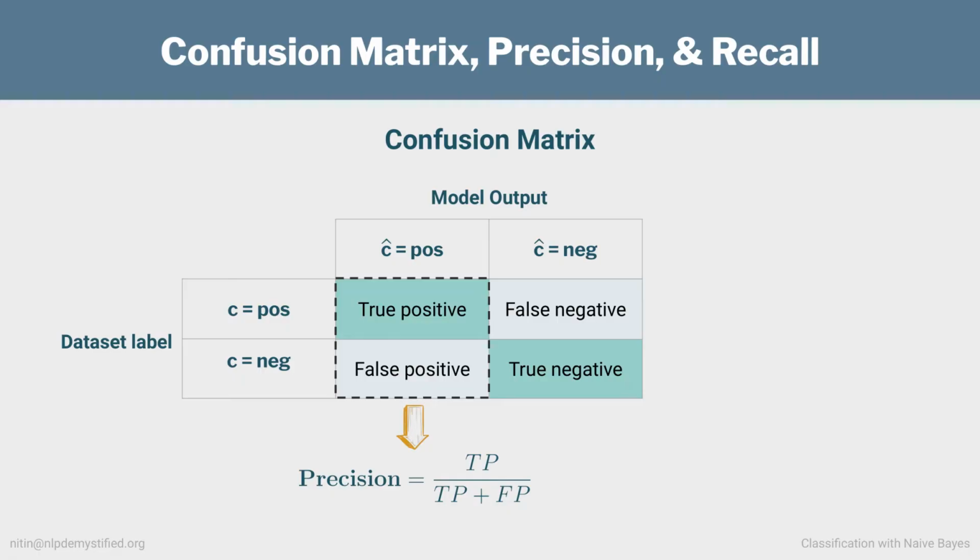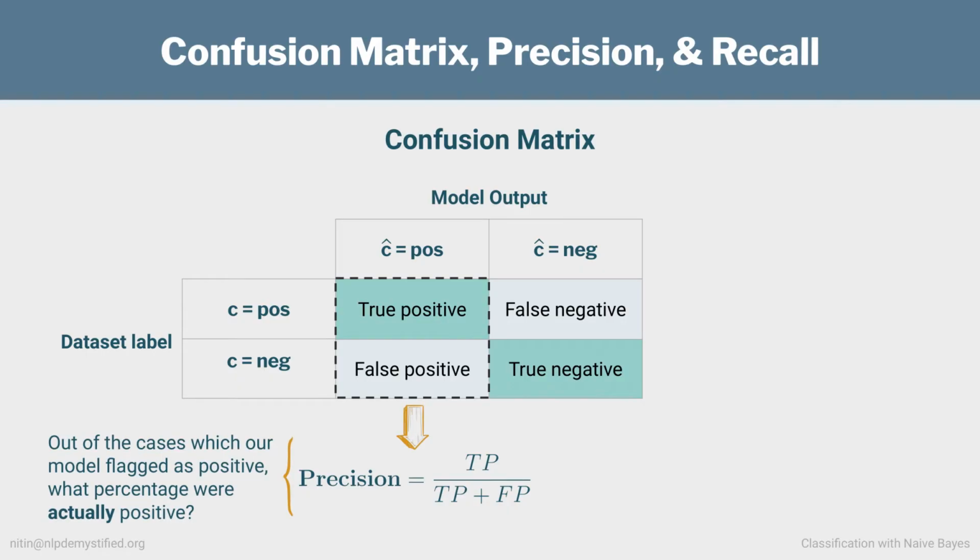If we look at the first column, we can derive the precision of the model, which is the number of true positives divided by the number of true positives plus false positives. What this tells us is, out of the cases which our model flagged as positive, what percentage were actually positive?